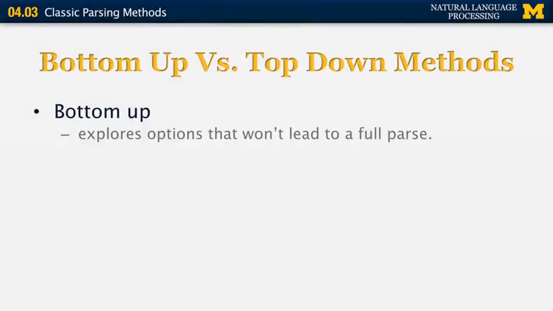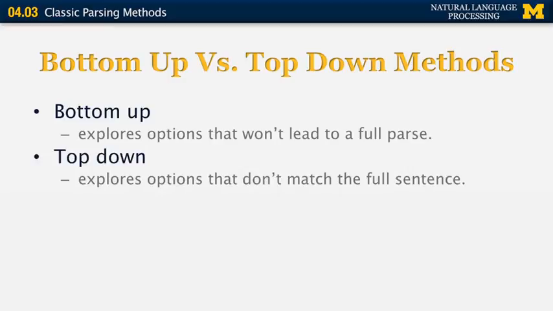So there are some advantages in both the bottom-up and the top-down methods, and there are just as many disadvantages for each of them. For example, the bottom-up parser has a significant problem in that it explores options that are not going to lead to a full parse. And this is pretty obvious since we're starting from the words of the sentence. And the top-down method has a different problem. It explores options that don't match the full sentence. So you may have a dead end starting from the top, and then you have to do a lot of backtracking until you find the correct expansion.